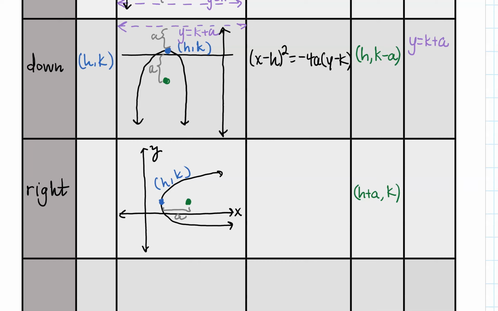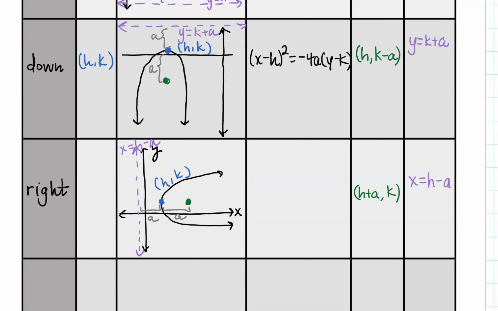For the directrix, that's going to be in the opposite direction on the outside of the parabola, about right here. It is now a vertical line. The distance from the vertex to the directrix is still little a. And so if I went from the vertex and moved a units to the left, I am at h minus a. So the equation for this directrix is x equals, since vertical lines have the equation x equals, h minus a. So that is what our directrix is here.